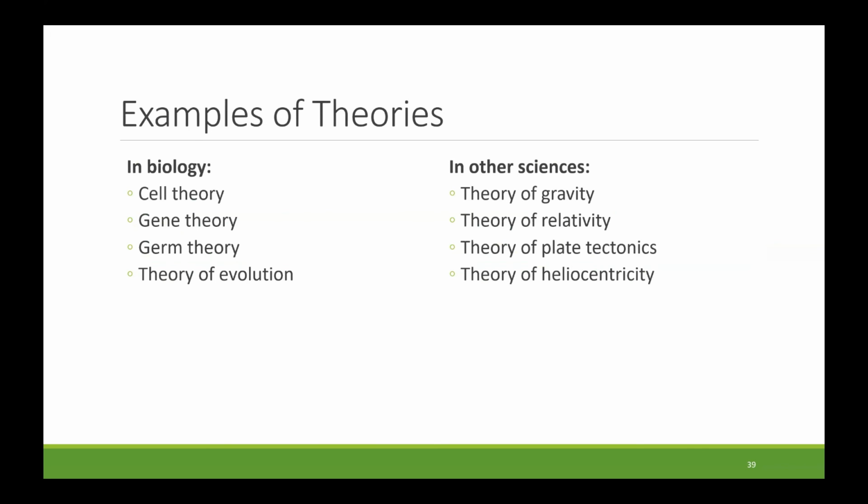So here are some examples of important theories that have been developed in biology, as well as ones that you may have heard of in other scientific fields. So in biology, there is cell theory, which states that all living things are made of self-replicating cells. Gene theory, which is that organisms' traits are encoded in units of DNA called genes. Germ theory, which is the theory that certain diseases are caused by microscopic organisms that can invade and infect the body. And the theory of evolution, which is that over generations, species gradually experience genetic changes.